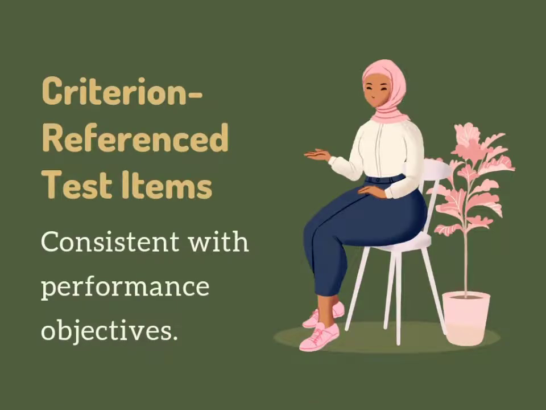Next are the criterion-referenced test items, which are consistent with performance objectives and will reflect what you're hoping to teach the students. Referring back to the notes you have made will help you figure out what to test. These are meant to help the students understand what they have or have not mastered yet.